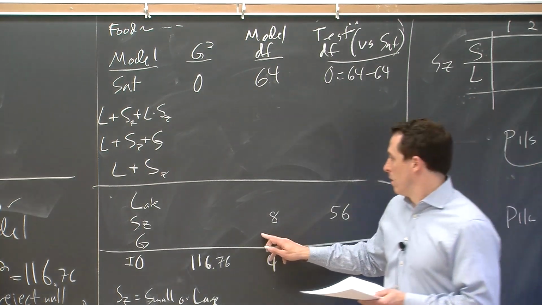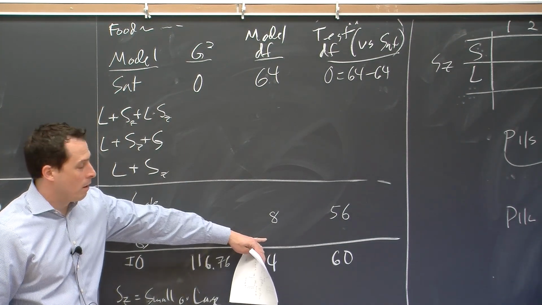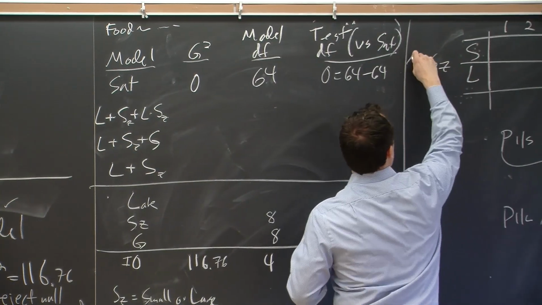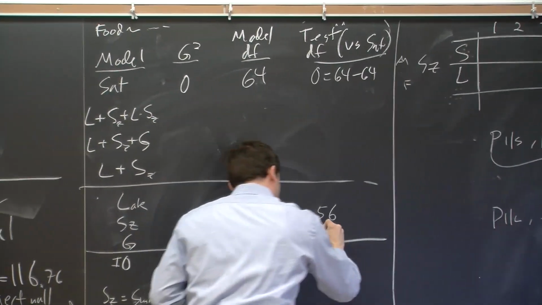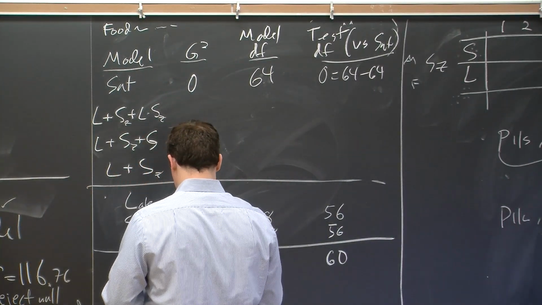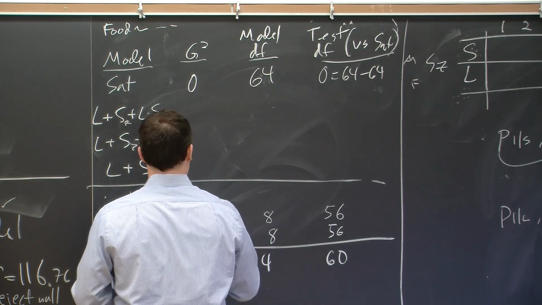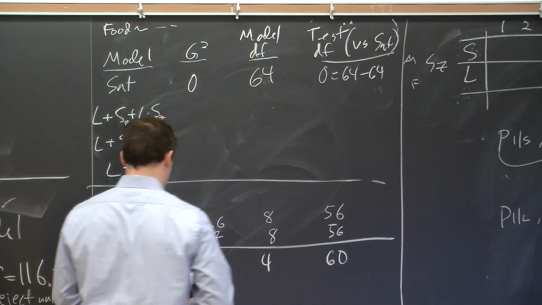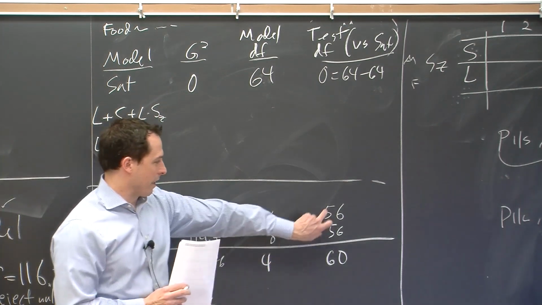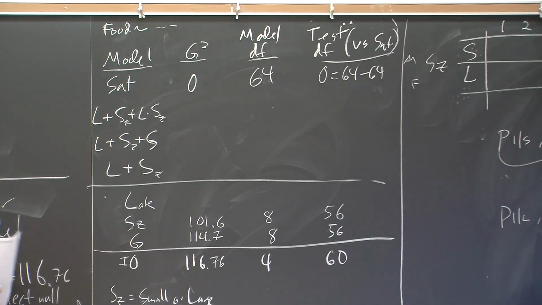How about gender? We have either male or female alligators. What should be the degrees of freedom here? 8 again, same as this, just instead of S and L, it's M and F. And this is 56. I can fill in the numbers here: 114.7, 101.6. Remember, this is the expected value of the G-squared statistic, so these are still pretty poor fits.